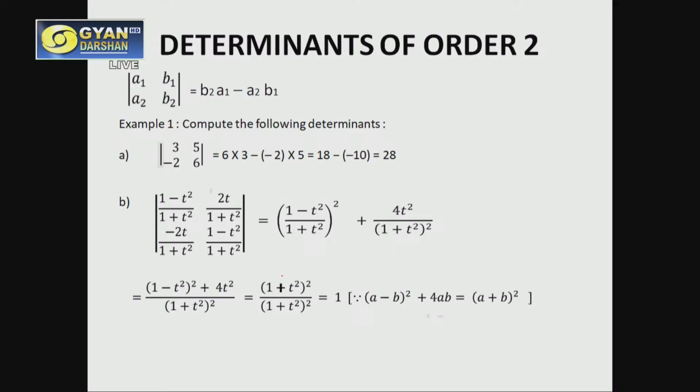So let's understand how we apply this understanding of determinants to solve some numericals. Over here we have a question, solve this: 3 5 minus 2 6. So what we will do, 6 into 3 minus 2 into 5. 6 into 3 turns out to be 18, minus 5 into minus 2 is minus 10. So 18 minus 10, that is 18 plus 10, this turns out to be 28. So this determinant evaluates to the answer 28.